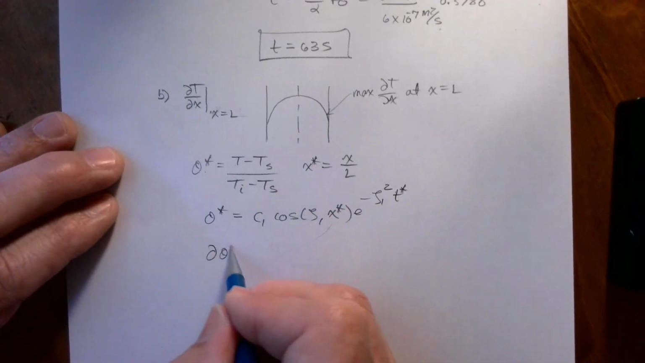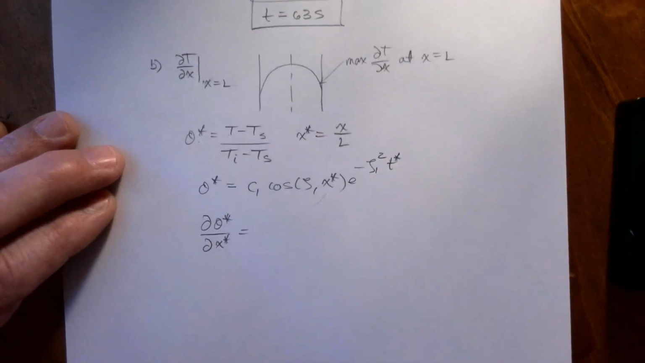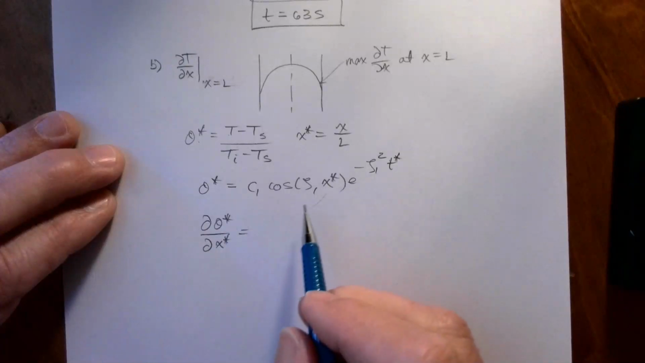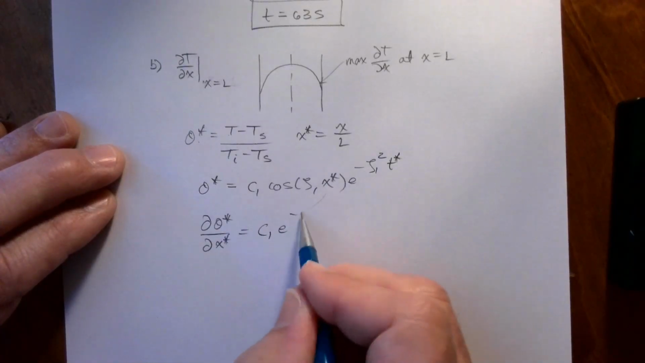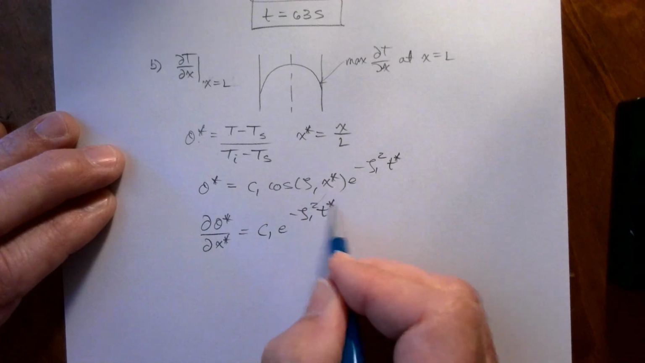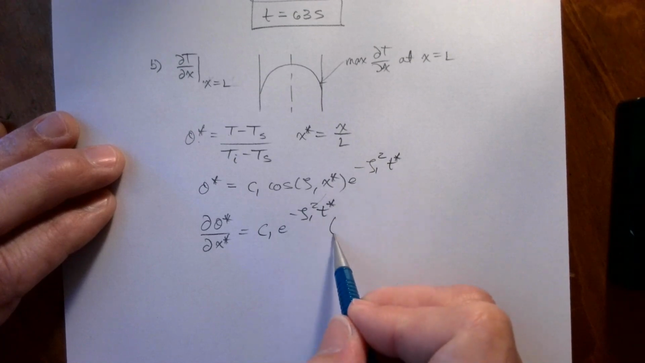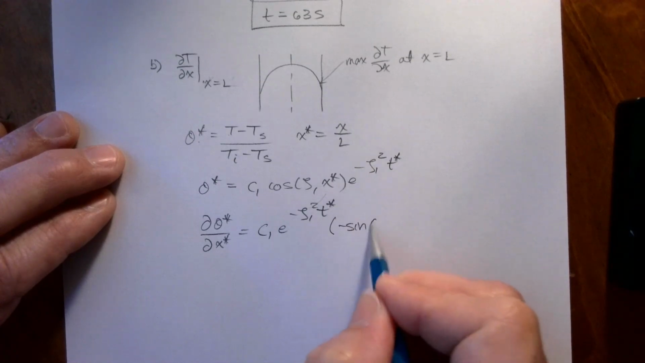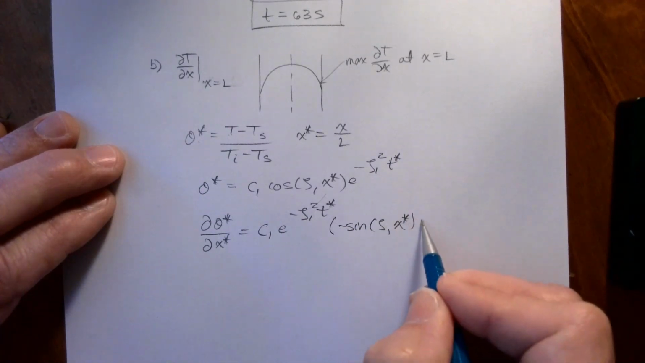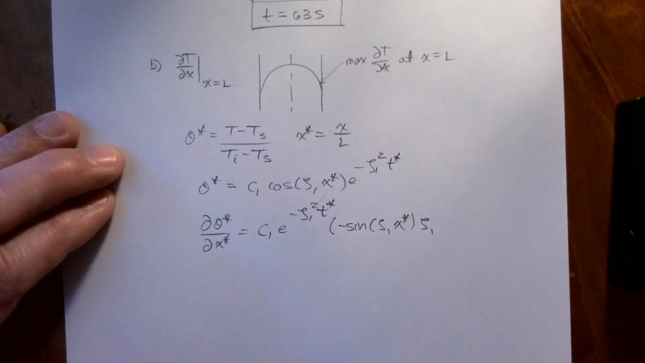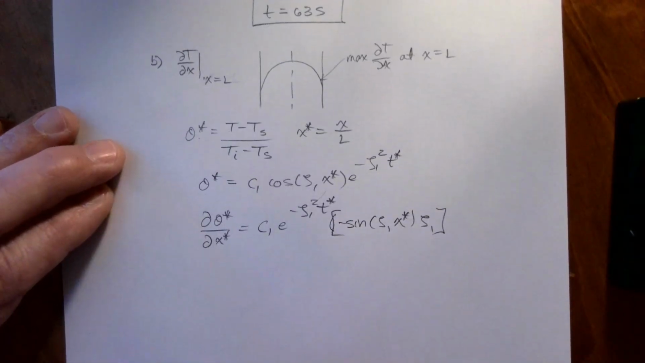Alright, so the partial of theta star, let's go ahead and take that first. The partial of theta star with respect to x star is going to be equal to the constants. Let's move those over to one side. If I take a derivative of cosine, I get a minus sign, sine of zeta 1 x star, times the derivative of what's inside, so I need to multiply by zeta 1. Let's put that in square brackets.